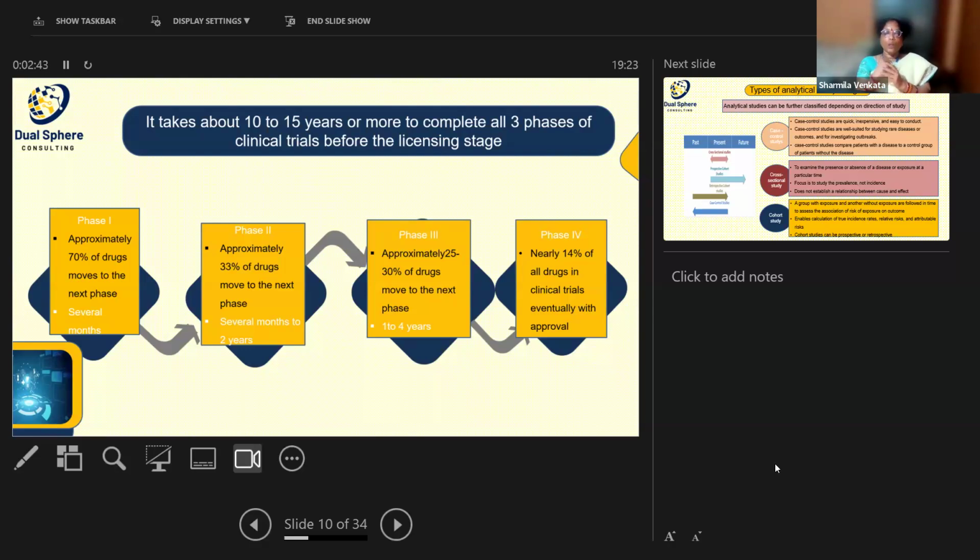In phase 4, post marketing studies will happen. They'll monitor safety and effectiveness in the general population. If you see the whole, roughly 14% of the drugs entering trials reach approval. So notice how attrition happens from phase 1 to phase 4. Only a fraction of candidate drugs survive this funnel. That's why trial design and evidence strength matters so much.